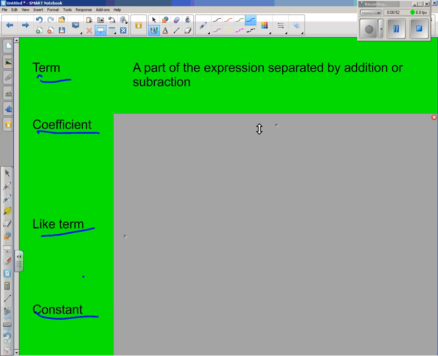And a term is a part of your expression. Remember, an expression is just a bunch of numbers, variables, and operations. So it's a part of that expression separated by addition or subtraction.